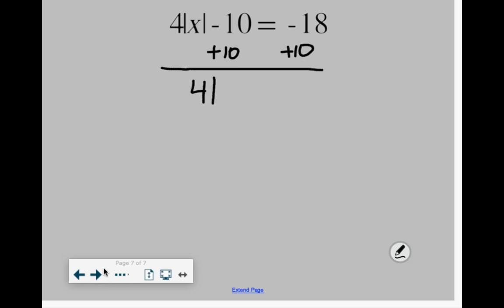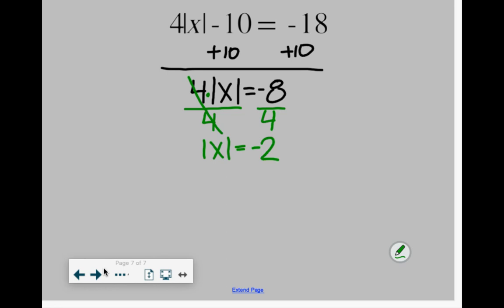Four absolute values of x equals negative 18 plus 10, negative 8. I'm going to kind of move a little bit quicker through this one since it's our 4th one. Divide by that 4 because it is being multiplied right there. Absolute value of x equals negative 2. It's already negative. That's a problem. That's a no solution because it can't equal a negative number.